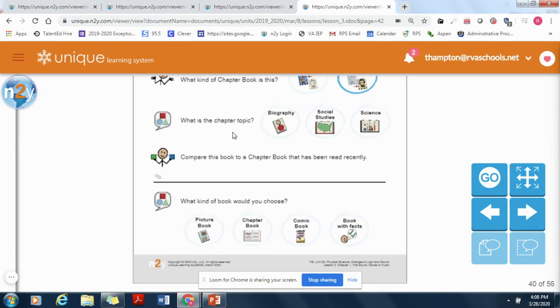What is the chapter topic? What is the chapter topic? Is it a biography? Is it social studies or is it science? So let's revisit what these mean. A biography is about a person, their life, everything that they've done. Was our story about a person, the whole thing about a person? No. Was it about social studies, where we live, how we travel? No, it wasn't about that. So, social studies, science. Which was it? It was a science story.